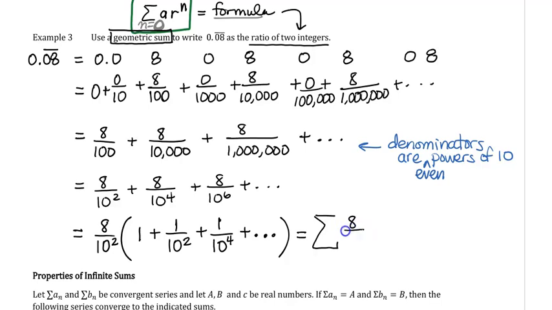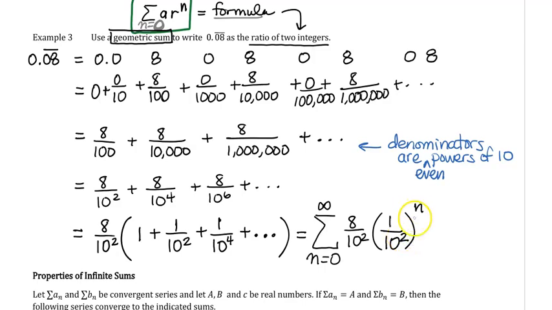I can see that a is 8 over 10 squared. That's a constant in there. What is being raised to the nth power on the inside of parentheses here, starting with an index of 0? Everything on the inside of the parentheses has a 1 in the numerator, and in the denominator there is a 10, but the 10 is always even, and so it is a 10 squared.